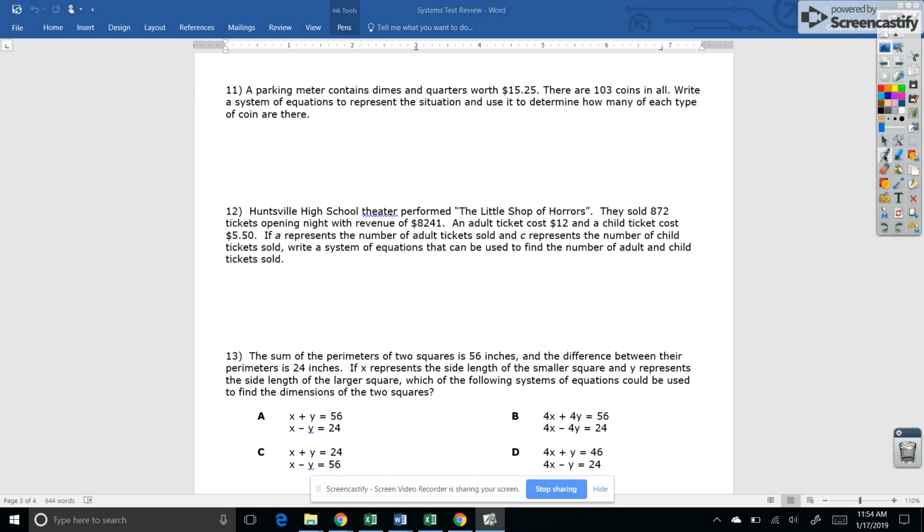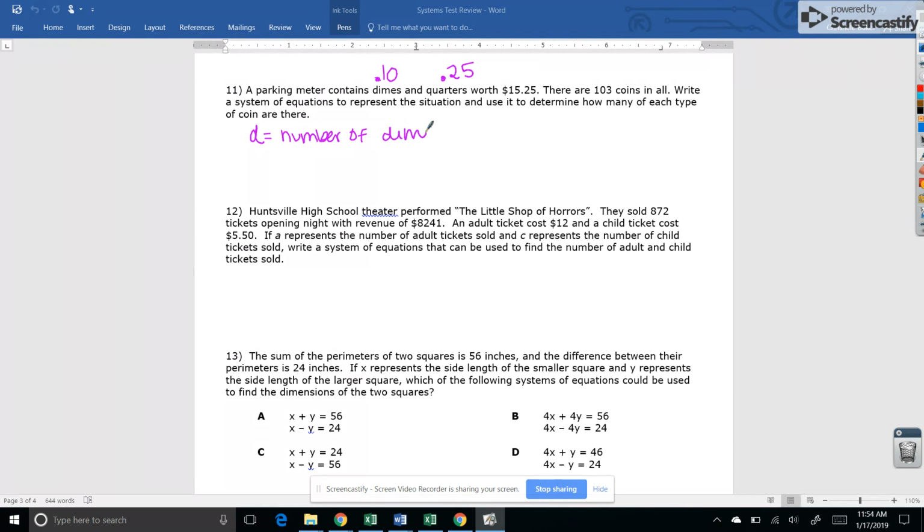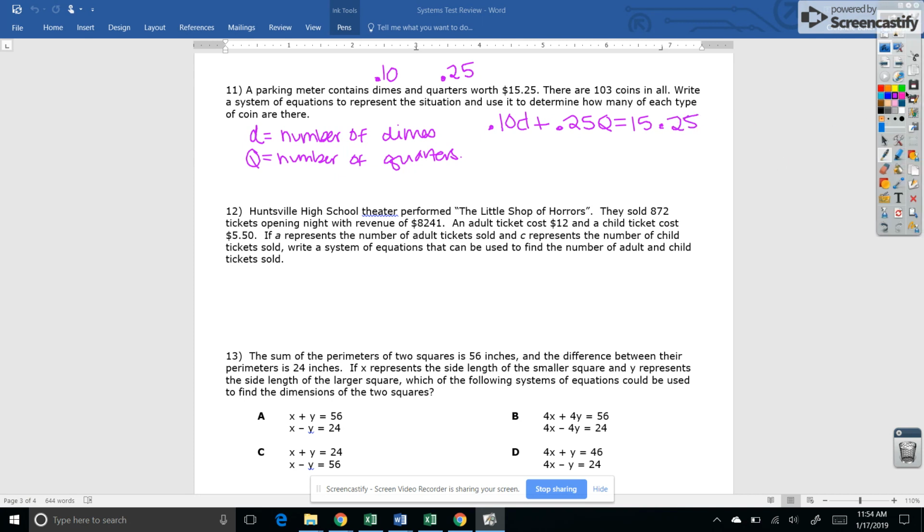Okay, dimes and quarters. Dimes, 10 cents. Quarters, 25 cents. So if D is our number of dimes and Q is our number of quarters, I can set up my two equations. 10 cents for dimes, 25 cents for quarters, 15.25 total. 103 coins in all.